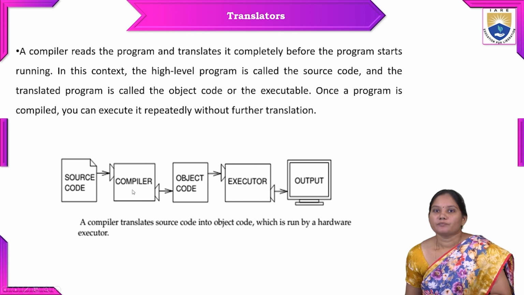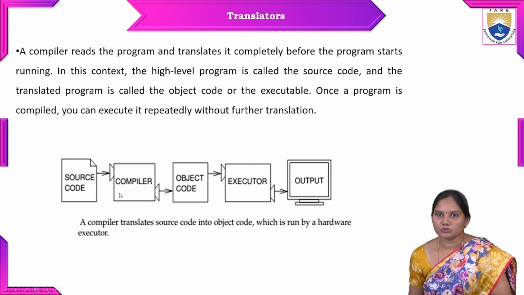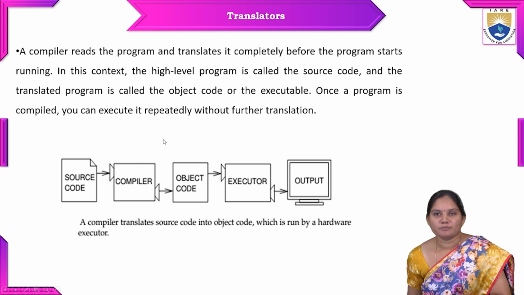Here we are looking at the diagram. Our source code goes directly to the compiler. The task of the compiler is to convert the high level code into the object code, nothing but machine code. This object code goes directly to the executor. The executor is run by a hardware device. It executes the object code and finally gives the output to the output console. This is the simple diagram of the compiler. Here we have two types of translators. First one is the interpreter, second one is the compiler. Both are used for the same purpose.